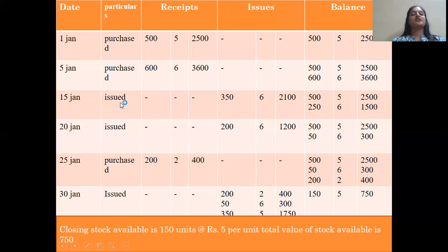On 15th, we have issued 350 units. Say, we are doing it under the Lifo method. When you are doing it under the Lifo method, how many lots do we have? There are 2 lots. First one is 500 units and the second one is 600 units.